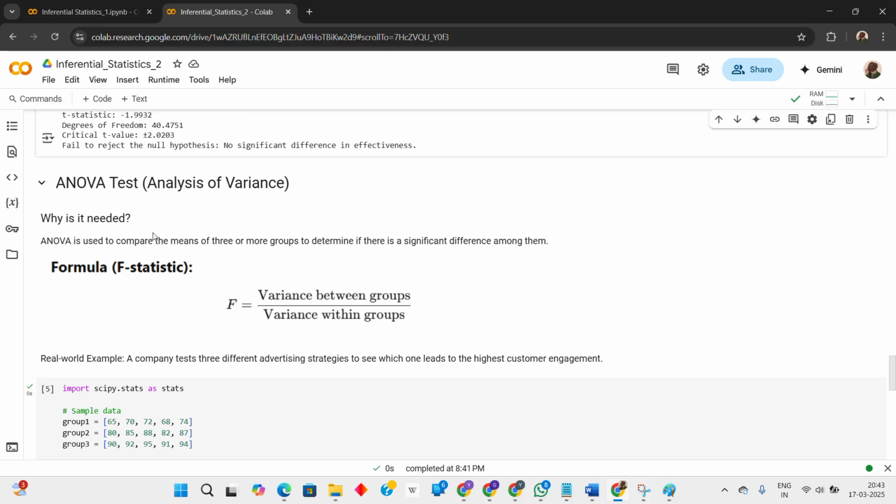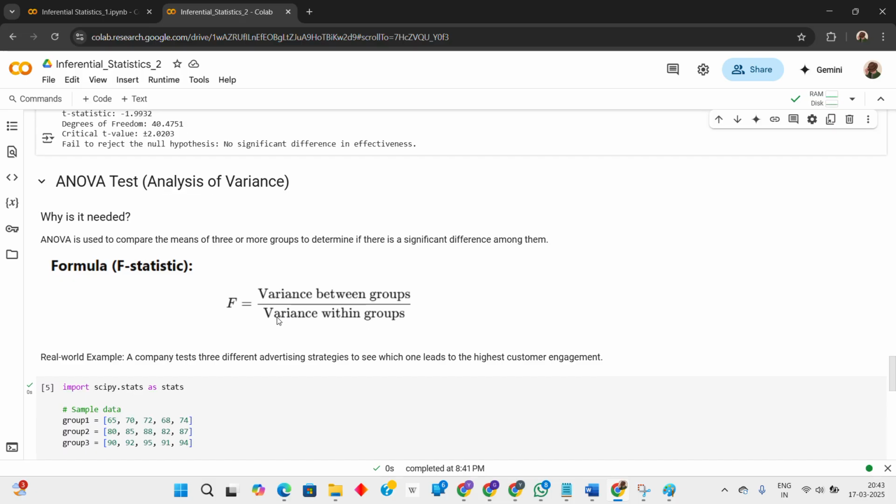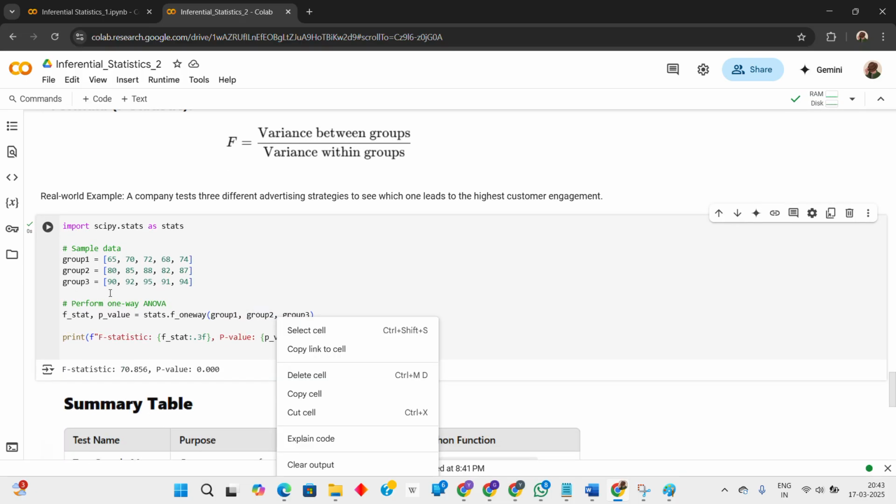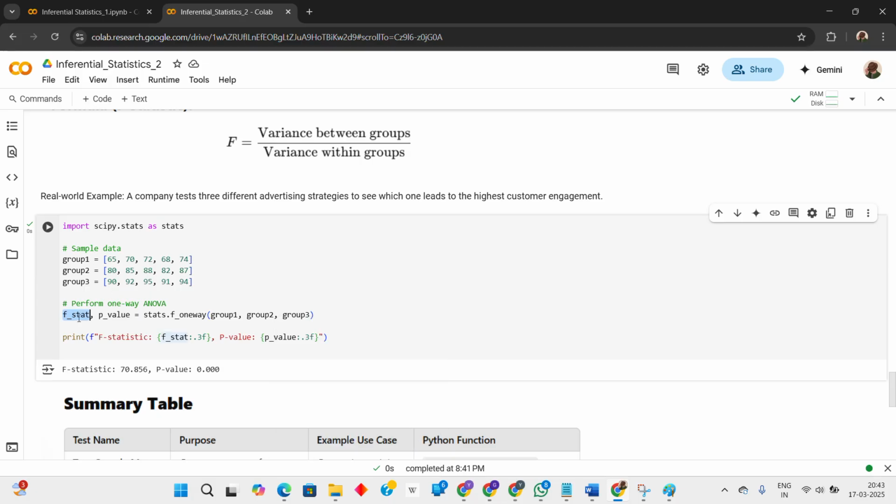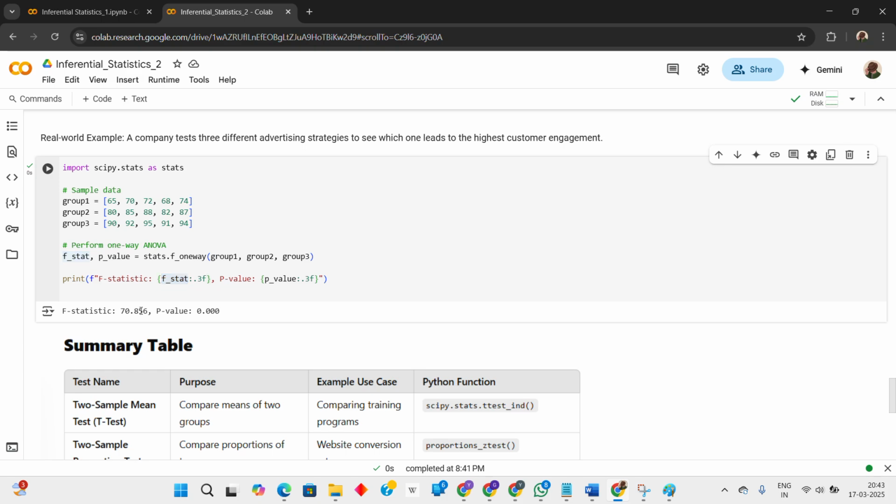In analysis of variance, we analyze based on variance. Here you can see the formulation: variance between the groups divided by variance within the group. We are considering variance as the parameter to compare more than two groups. Let us consider three groups. Again the F statistic is important, and the p value is important everywhere. In one-way ANOVA, you pass group 1, group 2, group 3. The F statistic you get is 70, and the p value is 0.0, which is less than 0.05.